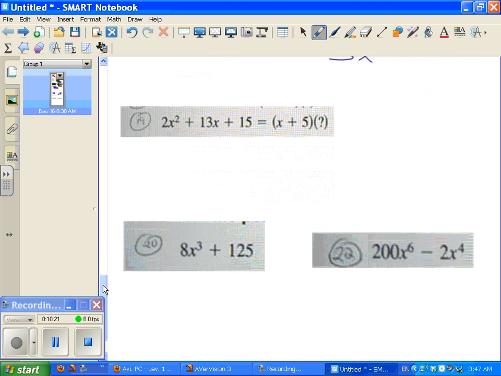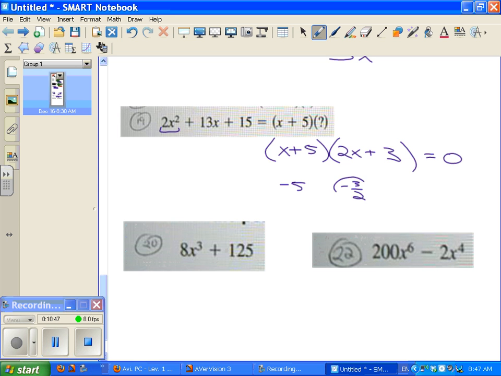On number 19, now they've already started this one for me. They've already started factoring it. So if one of them is x plus 5, what's the other one going to have to be? What do you multiply x by to get this? 2x. Then plus 3, and that matches up with my signs. What if they ask me if this one equals 0? Negative 5 and negative 3 over 2. Good.